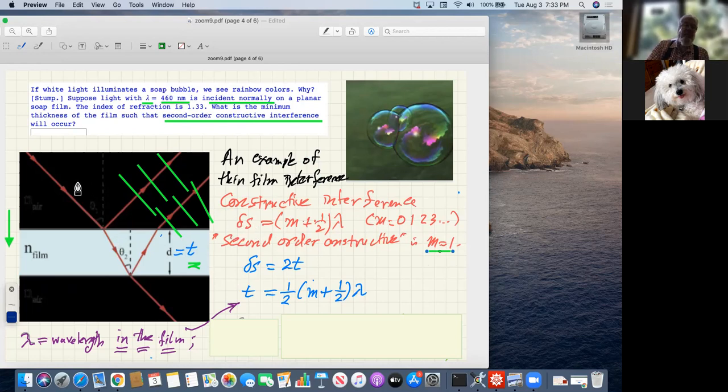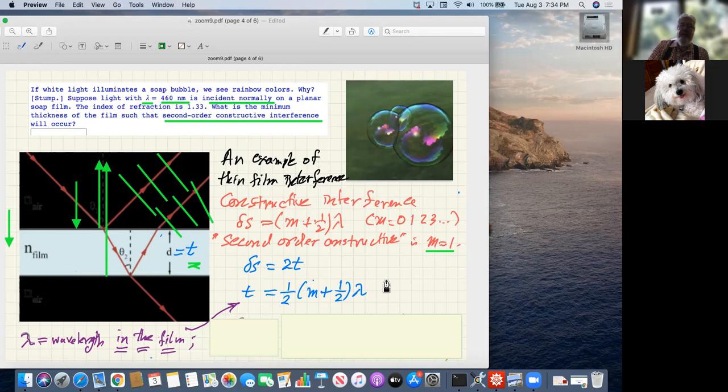Well, again, for normal incidence and then normal reflection, the path difference is 2 times the thickness, because the light has to go through the top surface, reflect from the bottom surface, back out through the top surface. So that's 2 times the thickness. So the condition for constructive interference is 2t equals (m plus a half) lambda. So t is (a half)(m plus a half) lambda.